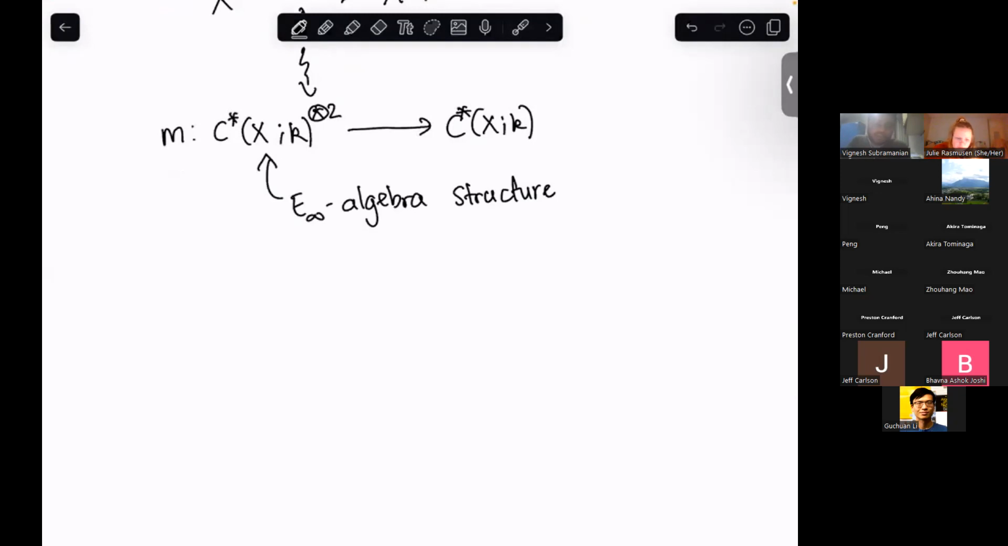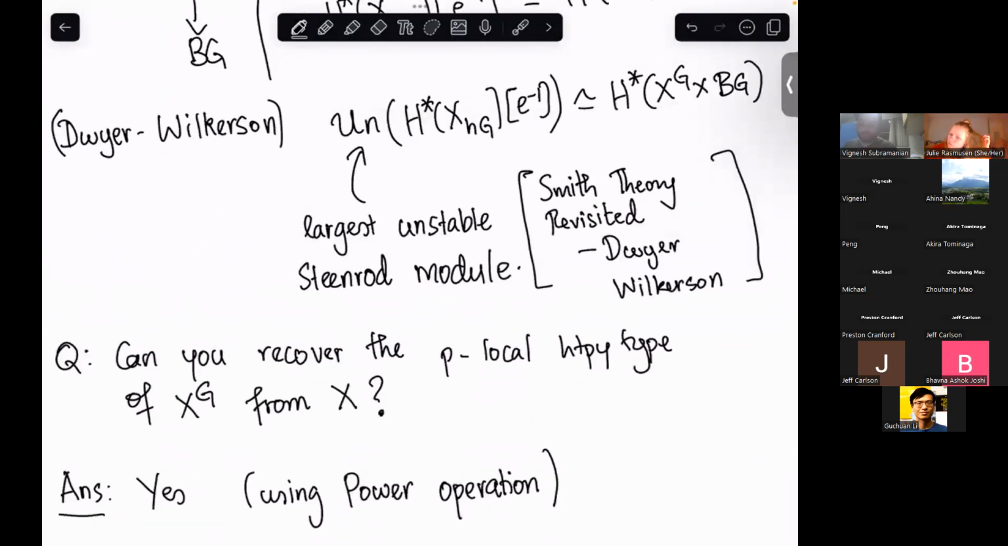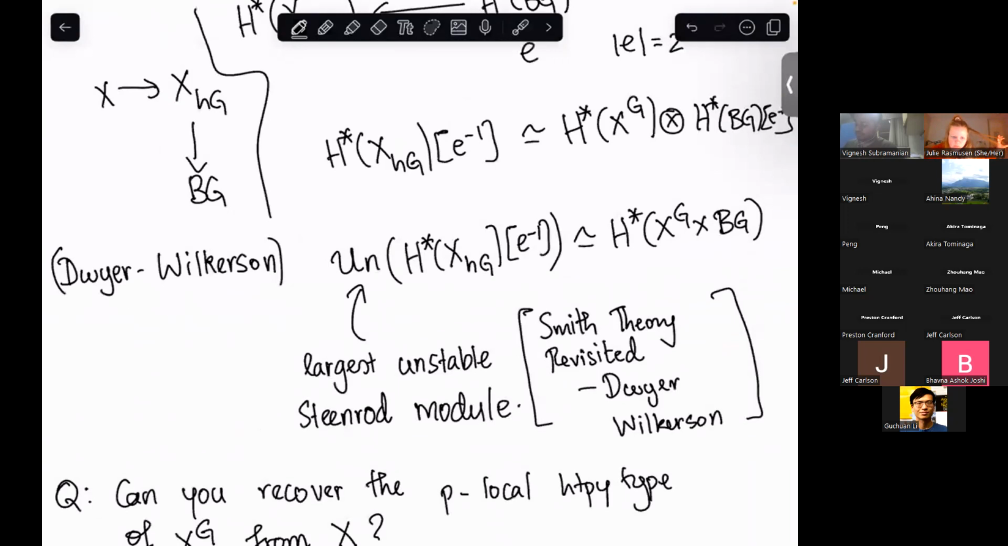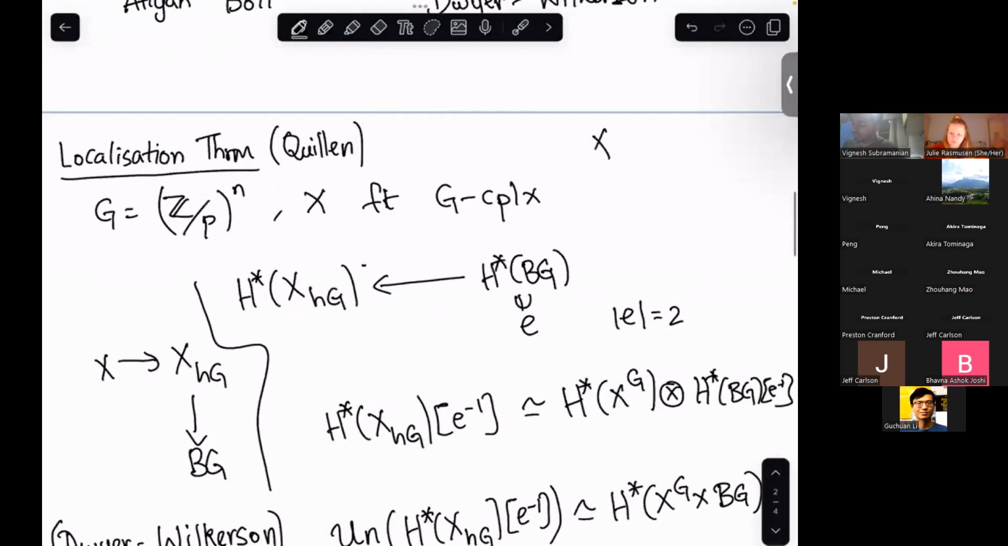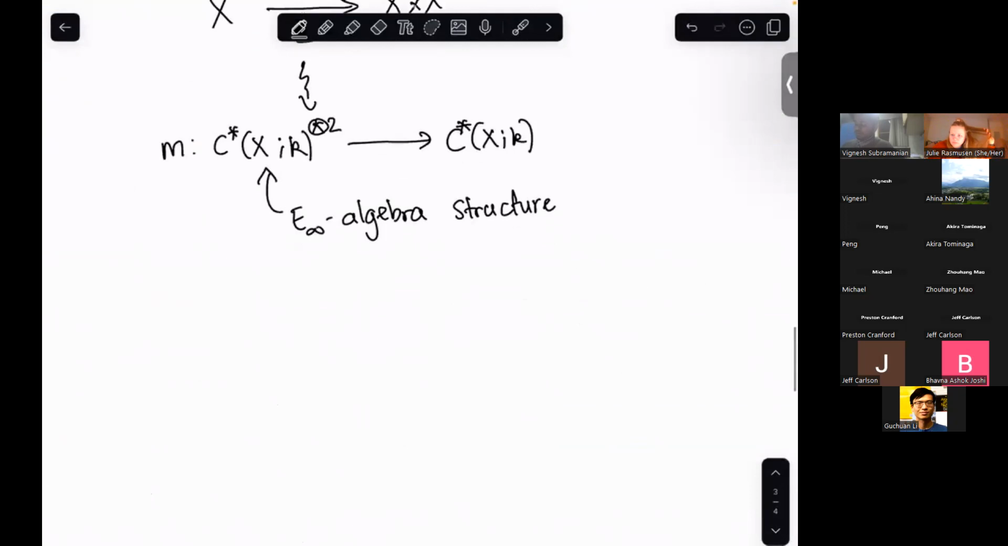When I write X^G, I mean the fixed points that are called the genuine fixed points, categorical fixed points, if you want to call it. And if I want to write the homotopy limit or the homotopy fixed points, I'm going to use this notation for homotopy fixed points. Okay. So the cochains have what is called the E-infinity algebra structure.